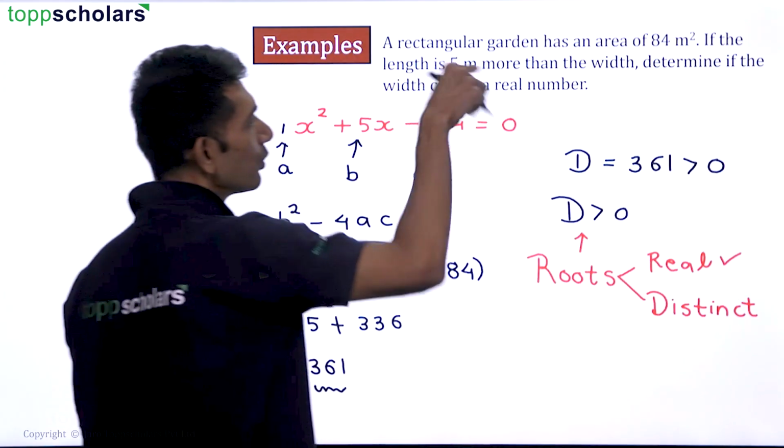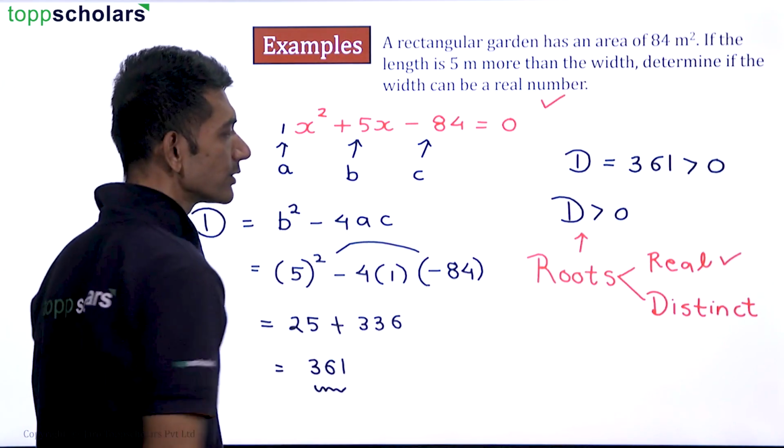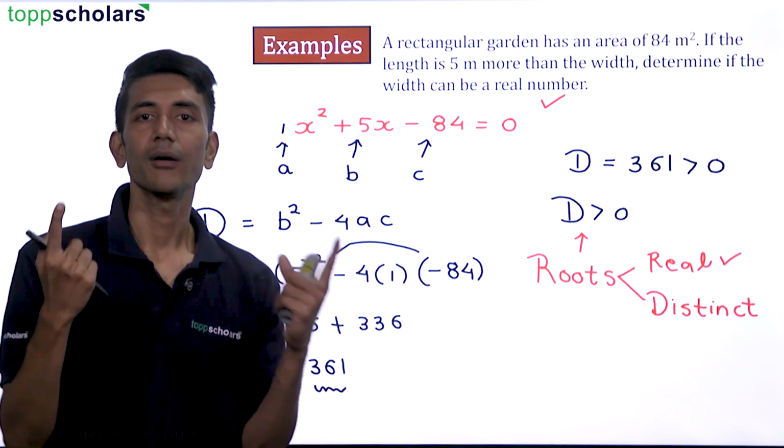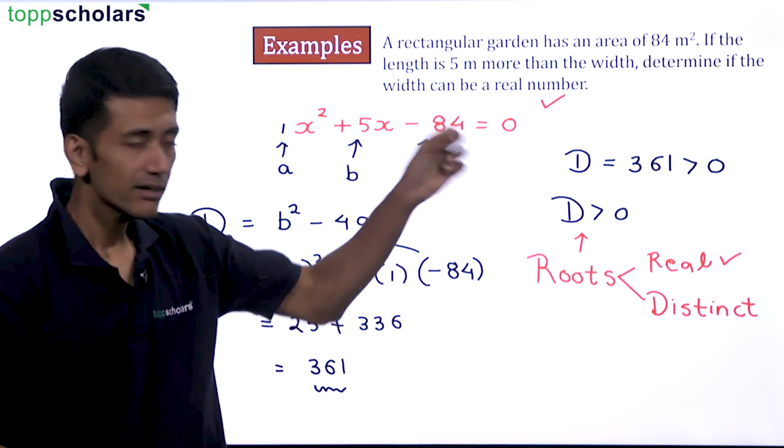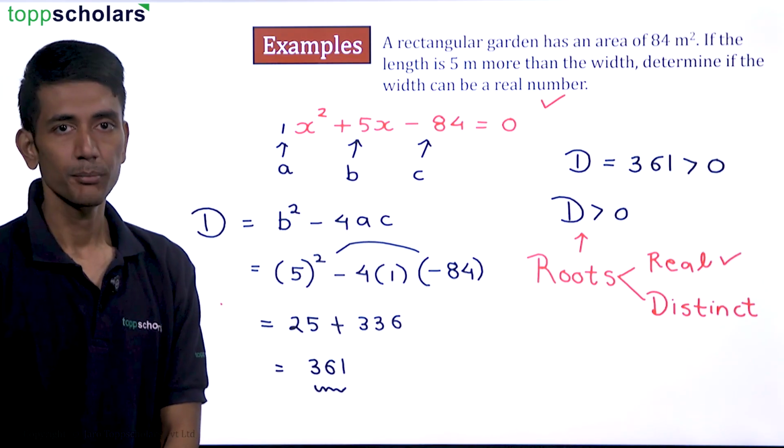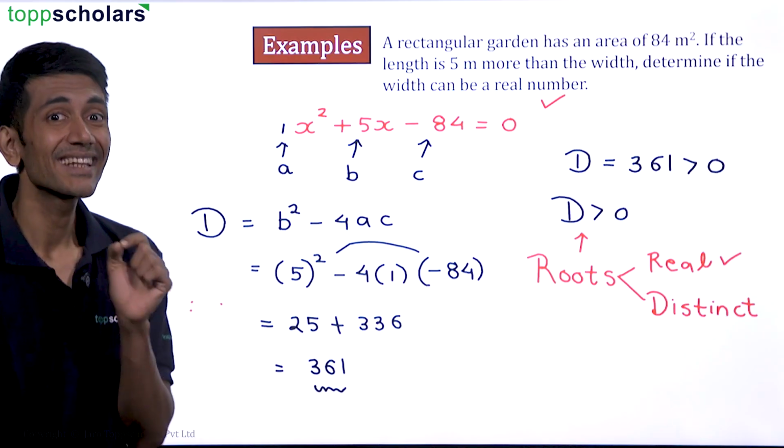So do we get real roots? Yes, we get real roots. We are going to get a real number. I hope you are understanding this question. So yes, we can say that we are going to get a real number in this case, simple, because the value of D is greater than 0.